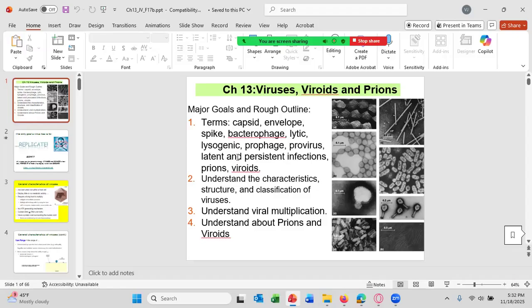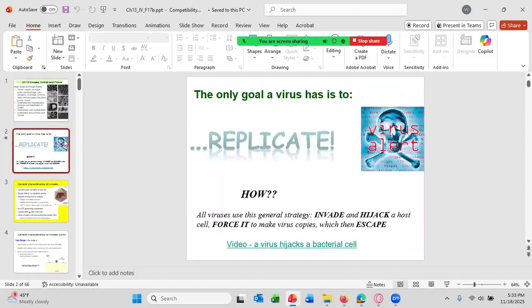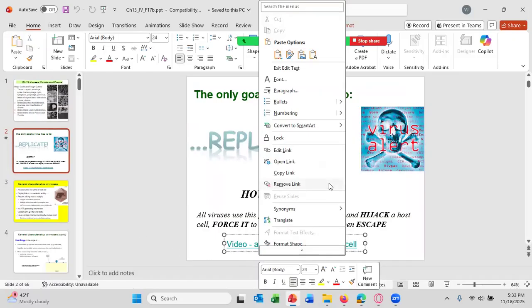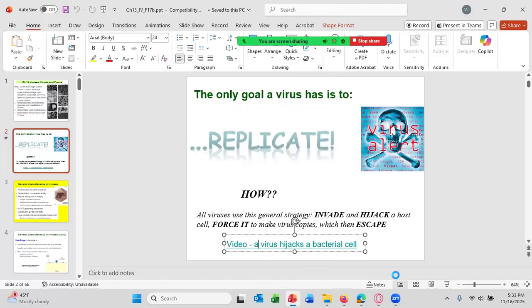All right. 2, understand the characteristics of viruses, their structure, and the classification of viruses. 3, understand about viral multiplication. And then lastly, 4, understand about prions and viroids. The only goal a virus has is to replicate. How does a virus replicate? Well, it infects a host cell, invades the host cell, and then hijacks the host cell, forcing the host cell to replicate the virus.